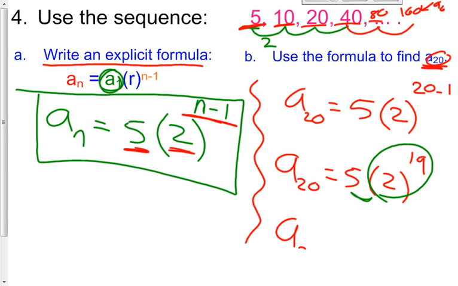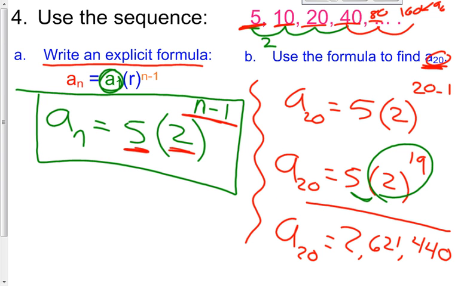The value of the 20th term is 2,621,440. If you're bored, if you wanted to, you could just continue multiplying by 2 each and every time and see what you get when you multiply it by 2 the 20th time. I bet you $500 it's going to be that number, 2,621,440. All right, now we're going to try a recursive.